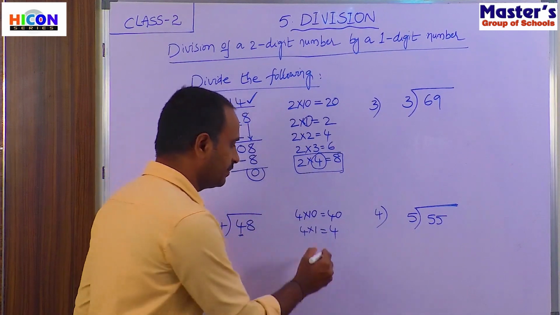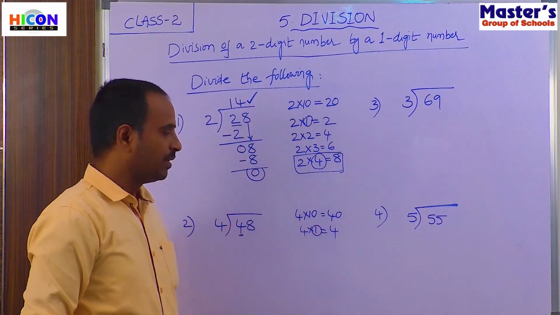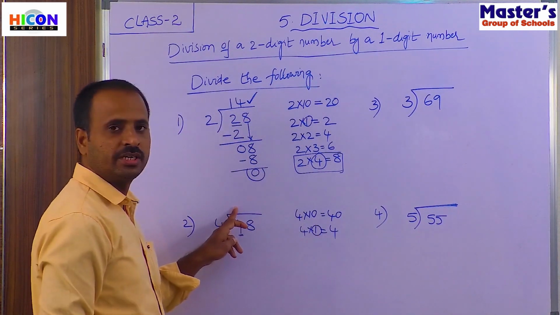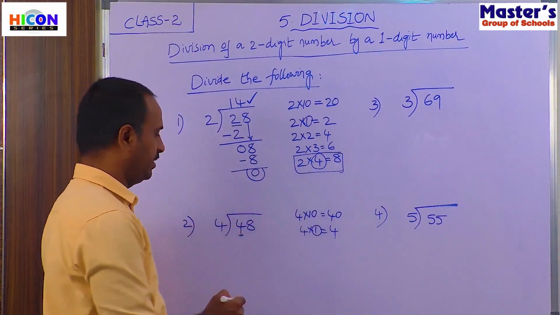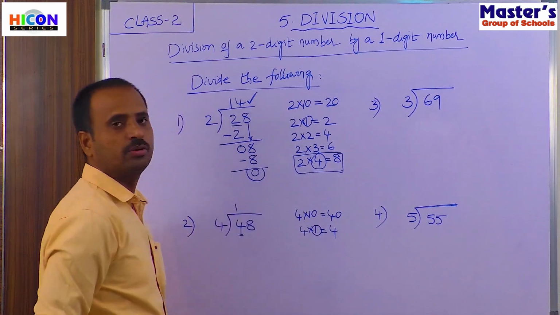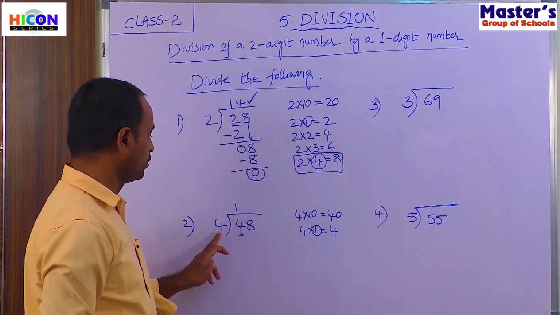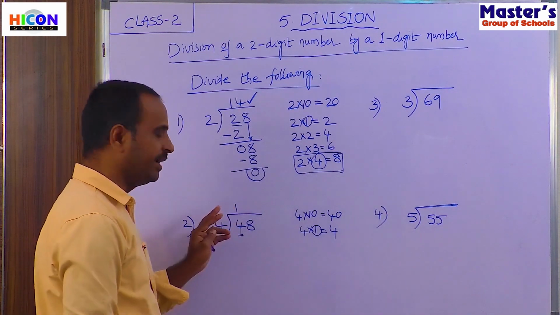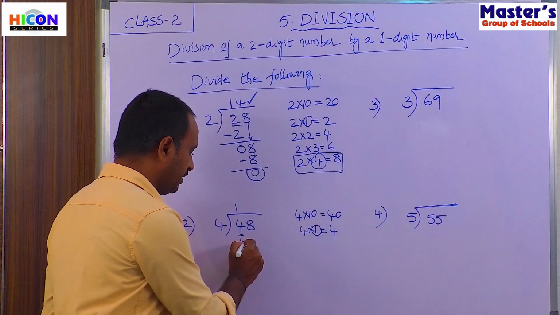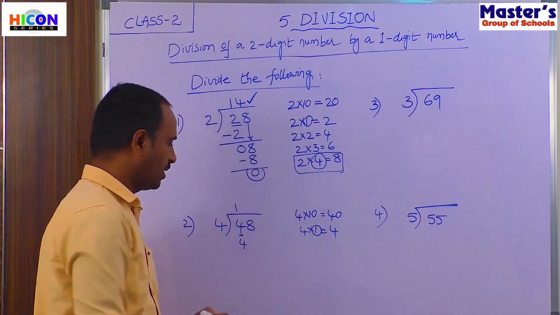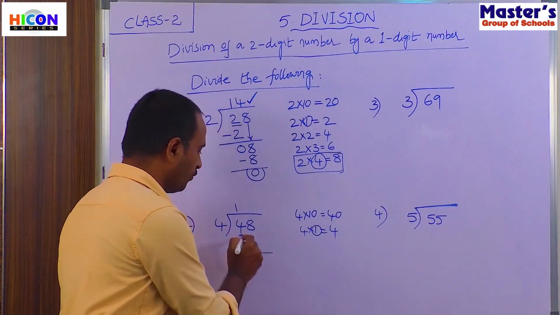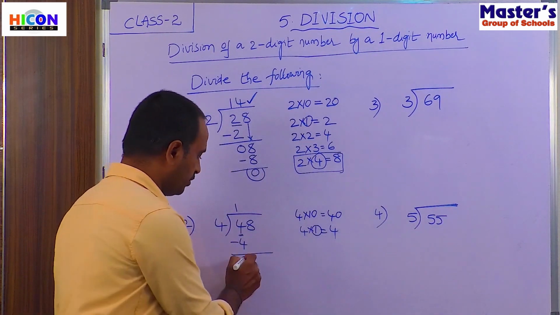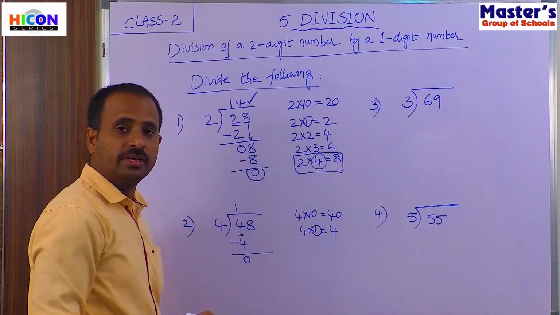How many times have we taken? We have taken 1 time. 1 times 4 is 4. So write this 1 in the quotient on the line above the dividend. Now multiply these two. 4 into 1, that is 4 ones are 4. Write that 4 below the first digit only. And now subtract. 4 minus 4 is 0.